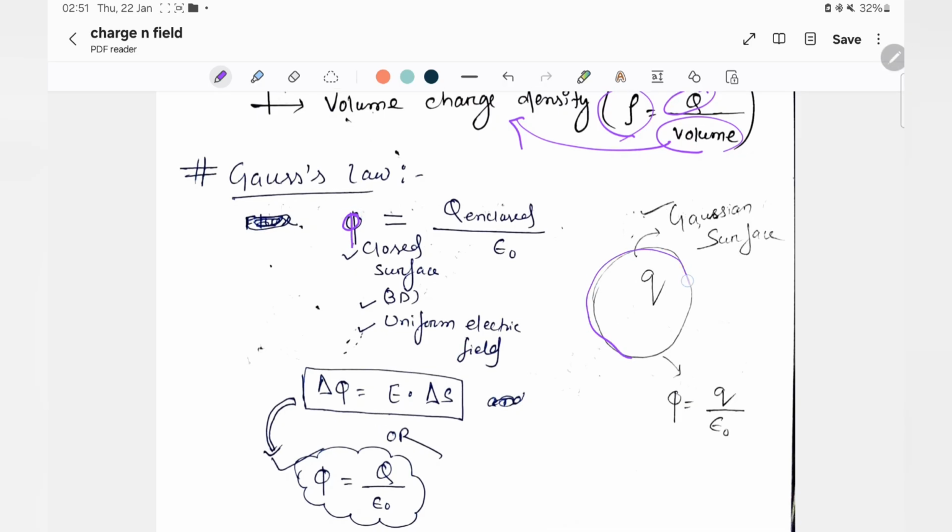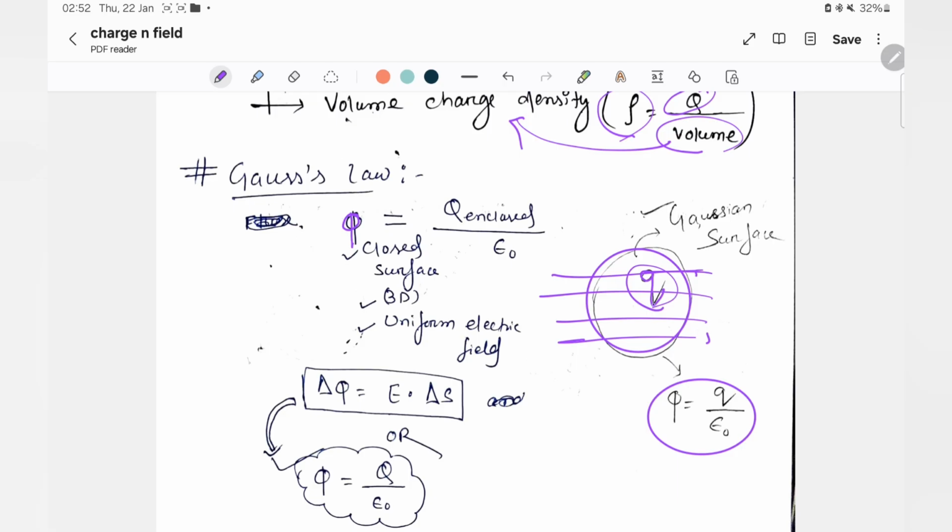Okay, so this is the Gaussian surface, and q is the net charge enclosed within that Gaussian surface. Now what is the net flux which will pass through this Gaussian surface due to this charge? It will be q by epsilon naught. Q means the total charge enclosed within that Gaussian surface, per epsilon naught.